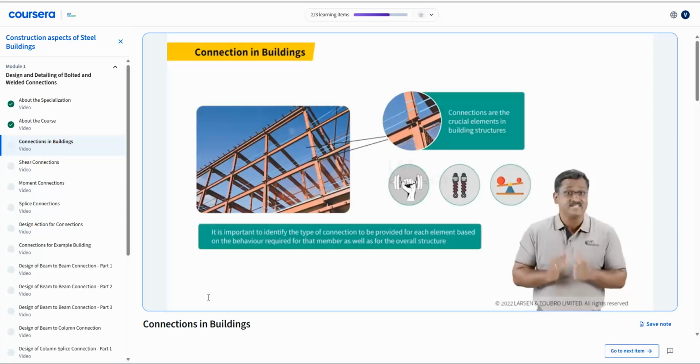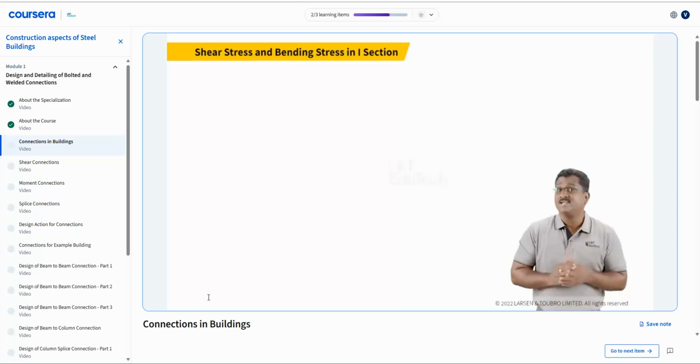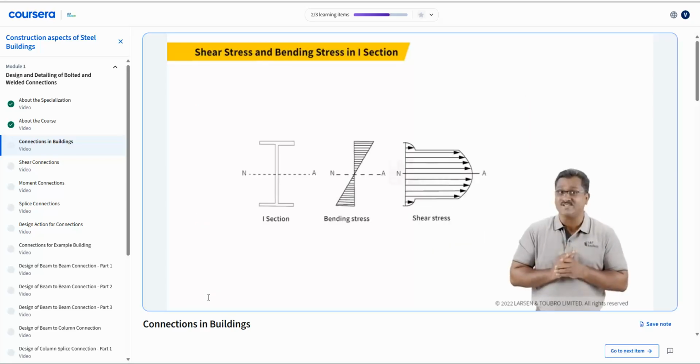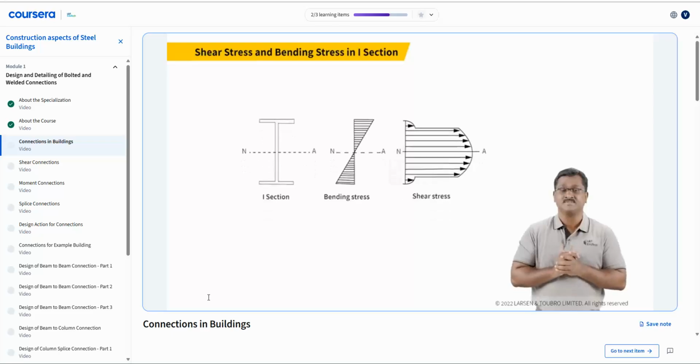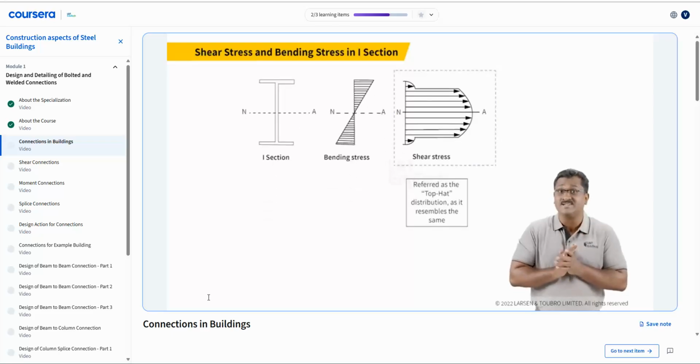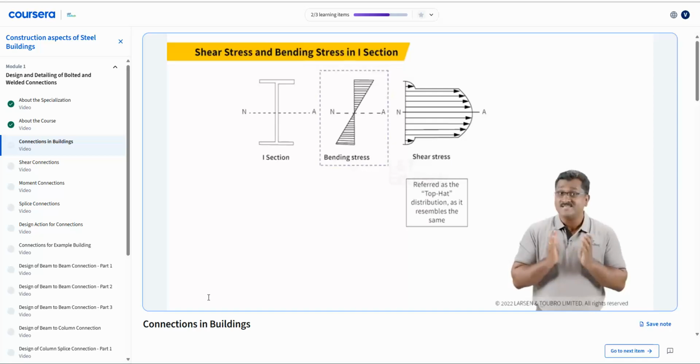It is important to identify the type of connection to be provided for each element based on the behavior required for that member as well as for the overall structure. Now, let us see the shear stress and bending stress diagram for the I sections. The shear stress distribution is generally referred to as top hat distribution as it resembles the same. The bending stress distribution is a triangle like this.